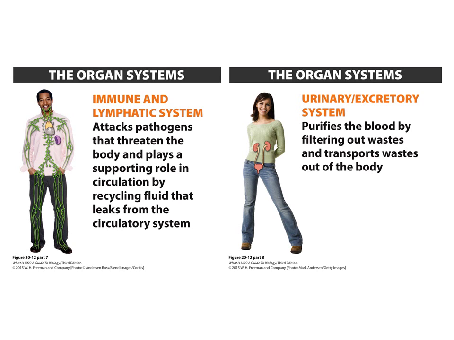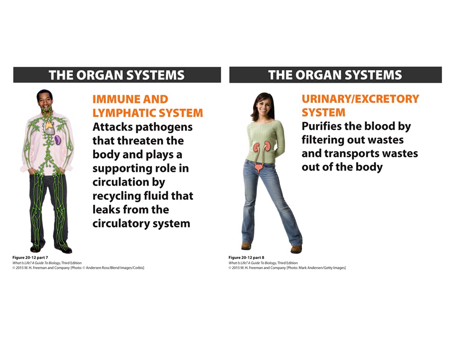The immune system and the lymphatic system. Most people probably haven't heard of the lymphatic system, but its job is important. Much like the immune system, it attacks pathogens that threaten the body, and it plays a supporting role in circulation by recycling fluid that leaks from the circulatory system. So your lymphatic system is kind of like a circulatory plus immune system hybrid. We're unfortunately not going to get to talk about it very much, but know that it is an organ system.